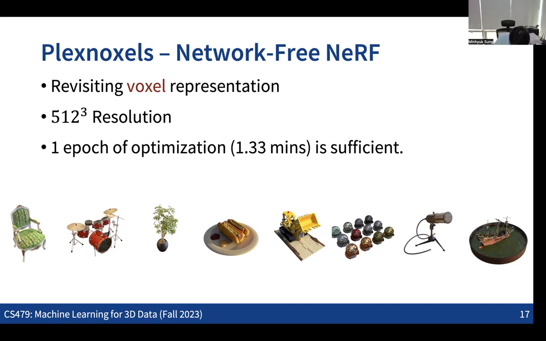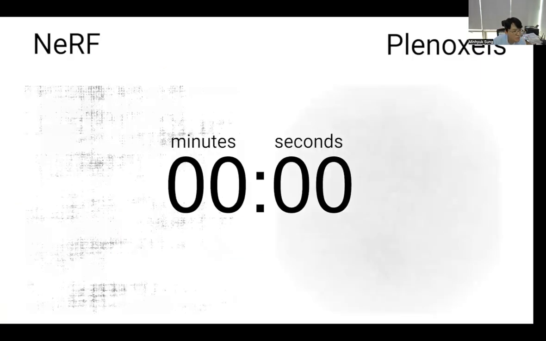The images that you are seeing here are results with one epoch of optimization, which took less than 2 minutes. Even with training for less than 2 minutes, you can see that the quality of the output is quite good, right? These are outputs that were trained using the Plenoxel architecture. Let's see the video here.